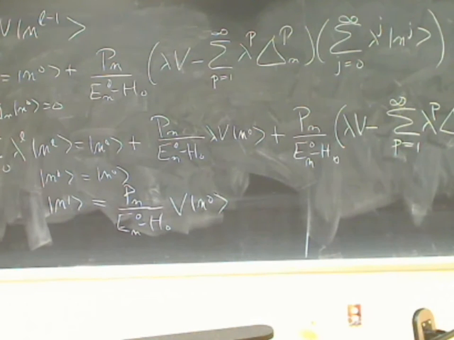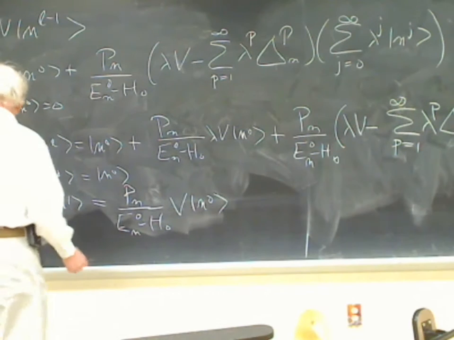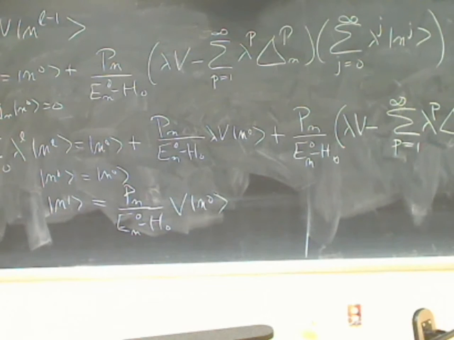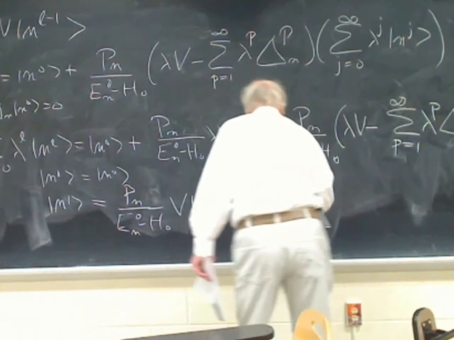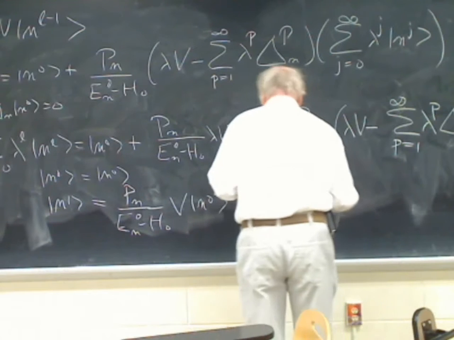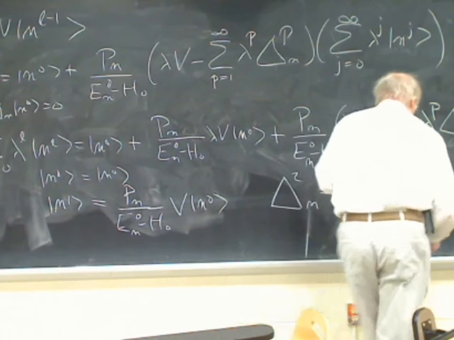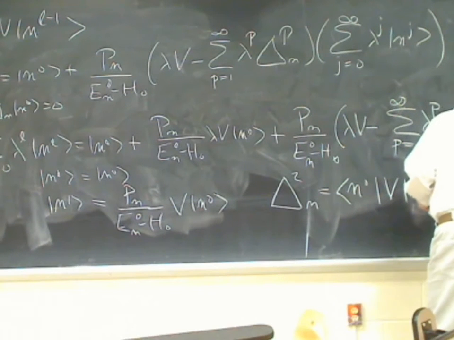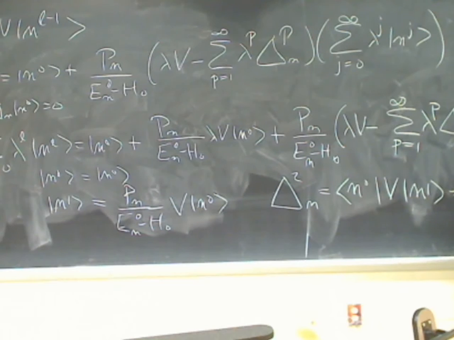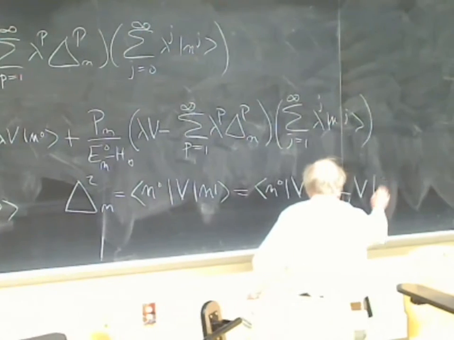Now, we already have a formula over here for what delta Ln is. Namely, it's ⟨N0|V|N-1⟩. But we now have N1 here. So that means that not only do we have the first order energy correction, but the first order correction to the state almost immediately gives us the first order correction to the energy. And so that means that delta 2N is equal to ⟨N0|V|N1⟩, and that's going to be ⟨N0|V Pn/(En0 − H0) V|N0⟩.